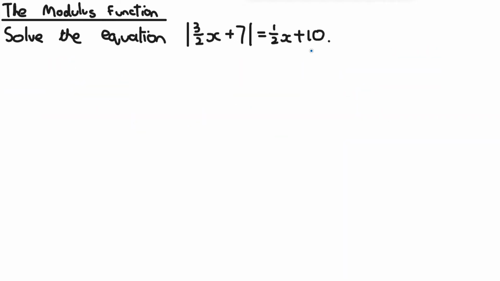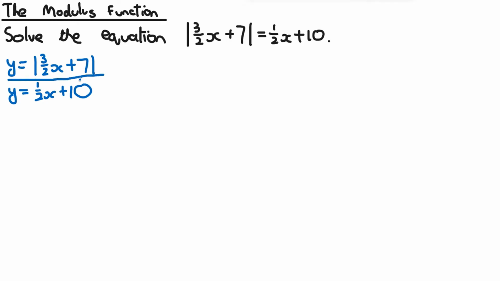So here's another example, this time with a function of x equaling the modulus instead of a constant like last time. So this is the same thing as before. When we say that these two things are equal to each other, another way of saying this is where the point of intersection is between the graphs y is equal to the modulus of 3 over 2x plus 7 this side, and the graph y is equal to a half x plus 10. So we need to sketch both these graphs and then see how many points of intersection there are.